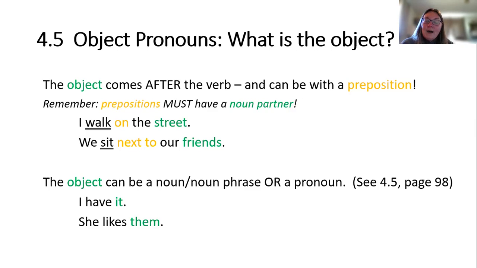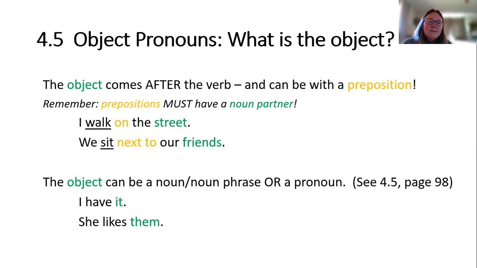I walk. I is the subject. Walk is the verb. After the verb, we see a couple things. On, which is a preposition, and street, which is its noun partner. On the street is the object of the sentence. Street is the object of the sentence.